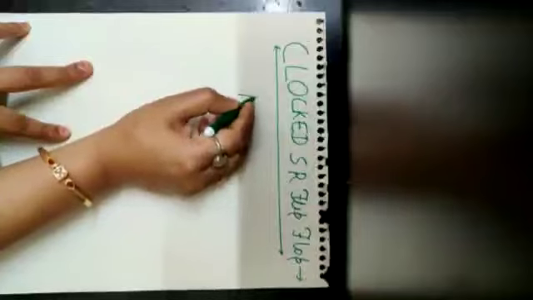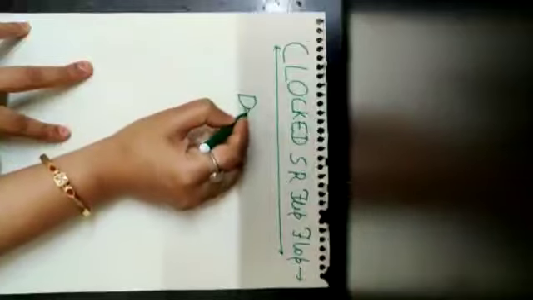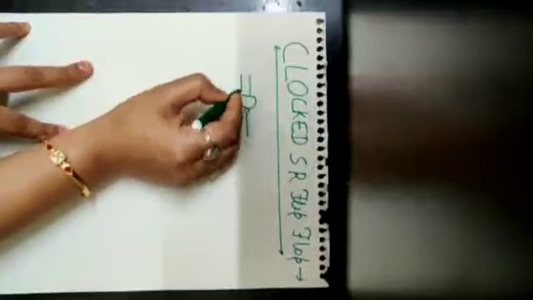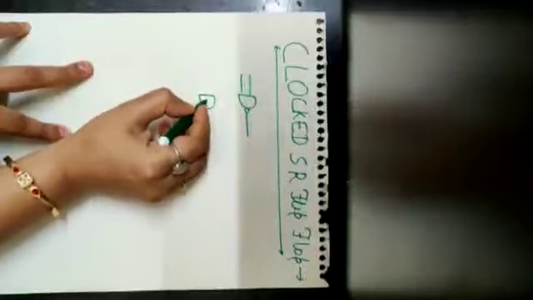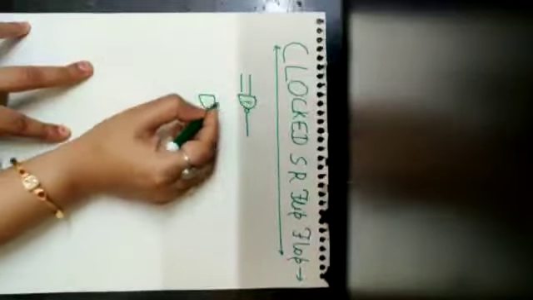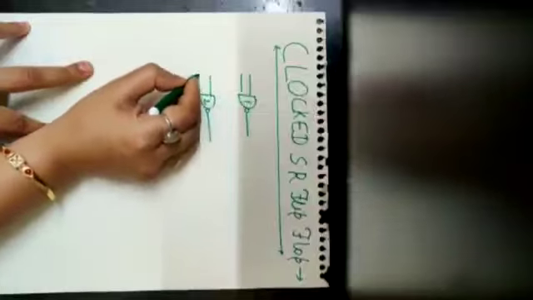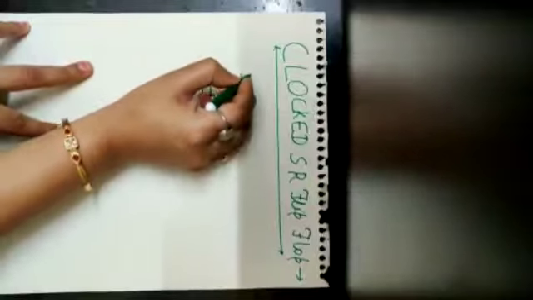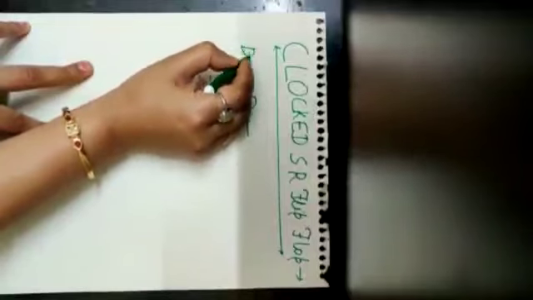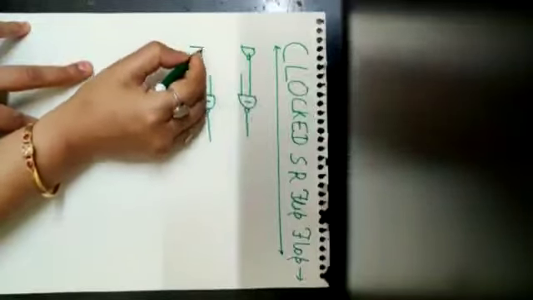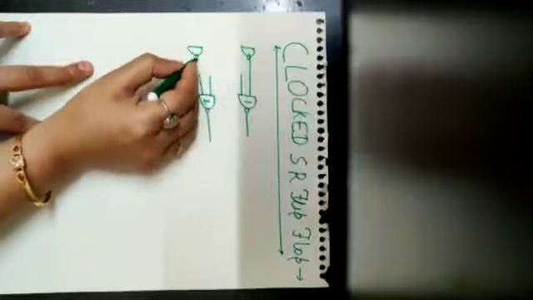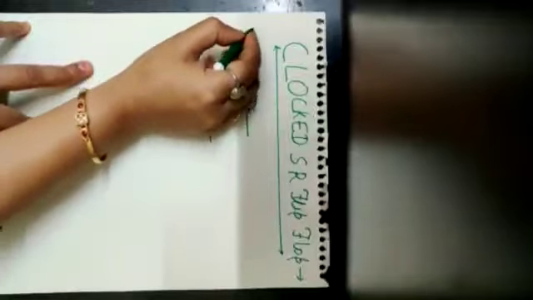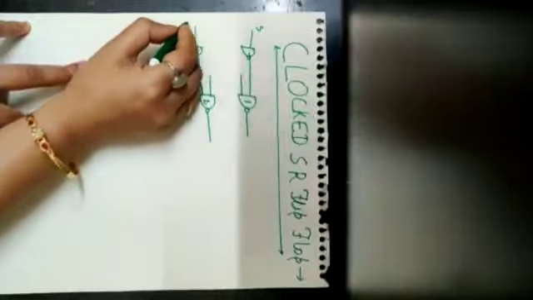First I am drawing the circuit diagram. This is the first NAND gate. This is NAND gate 2, and the inputs are provided by using two NAND gates. This is the S input, this is the R input.